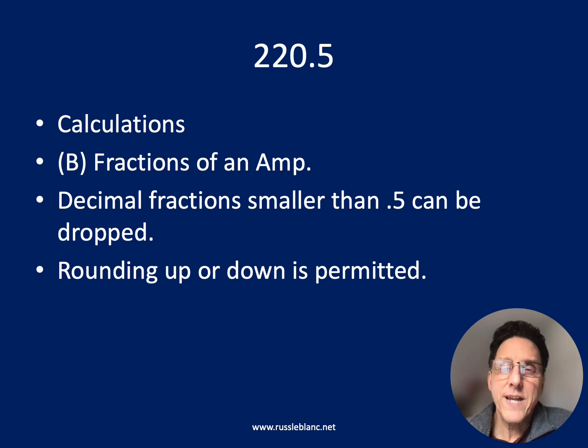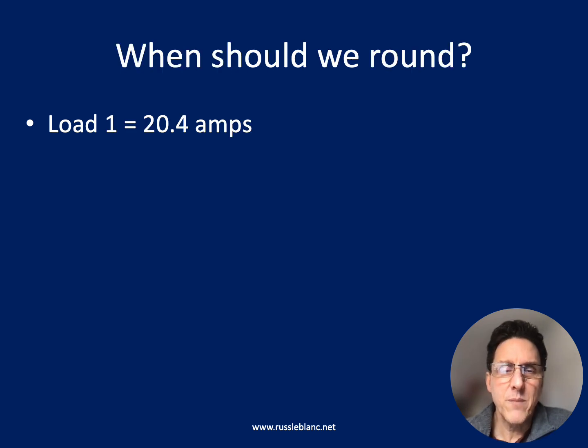All right, rounding up or down is permitted. Either way, your choice. But then the question becomes, when should we round? It says calculations can be rounded. If I just give you a nameplate amperage, don't round that because that's not a calculation. For example, if I say load 1 is 20.4 amps, don't drop that down to 20. You haven't calculated anything yet. That's just a nameplate amperage. Keep it as 20.4.